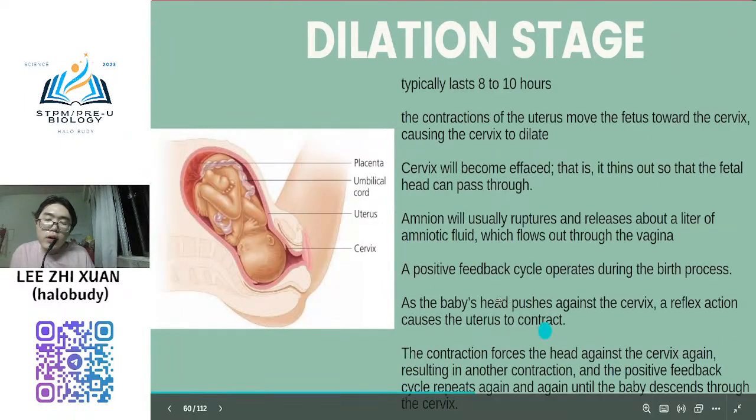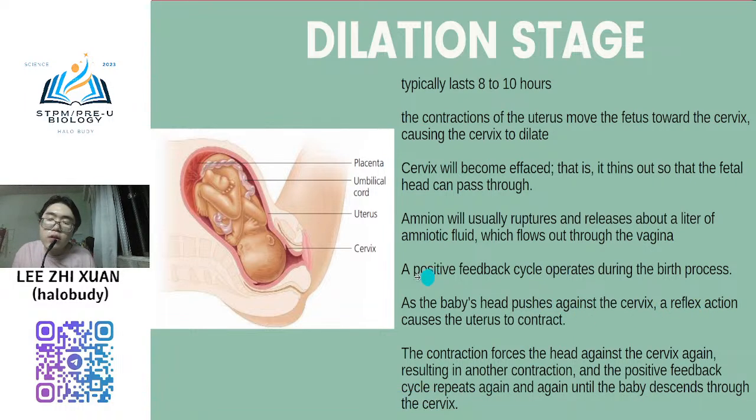Okay, so as the baby pushes against the cervix, a reflex action causes the uterus wall to contract, and then this contraction force goes against the cervix again, resulting in another contraction. So this is a positive feedback cycle again and again until the baby descends through the cervix. So meaning that your baby, dia nak starting to keluar, dia akan push, cause the cervix akan jadi lubang dia jadi besar because it dilates.